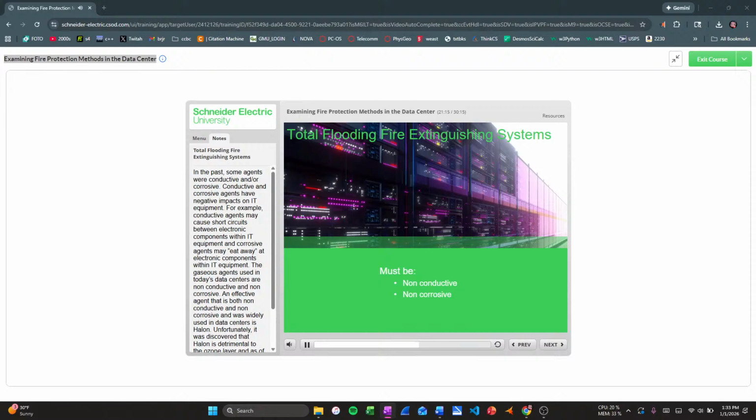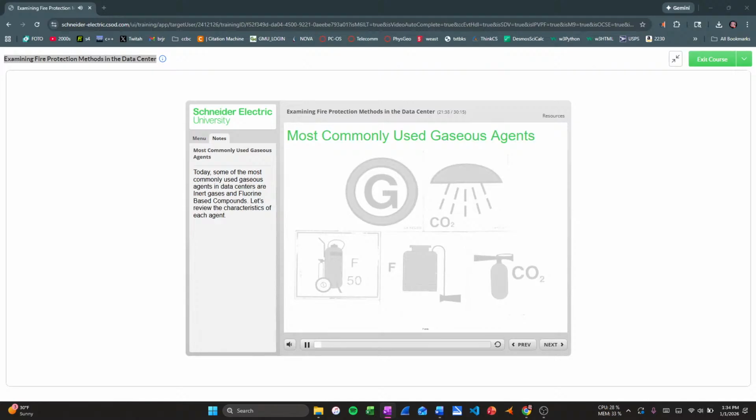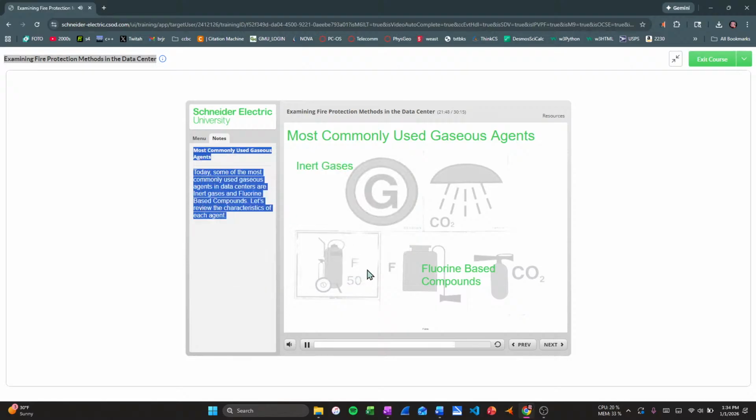An effective agent that is both non-conductive and non-corrosive that was widely used in data centers is halon. Unfortunately, it was discovered that halon is detrimental to the ozone layer, and as of 1994, the production of halon is no longer permitted. This has led to the development of safer and cleaner gaseous agents. Today, some of the most commonly used gaseous agents in data centers are inert gases and fluorine-based compounds. Let's review the characteristics of each agent.